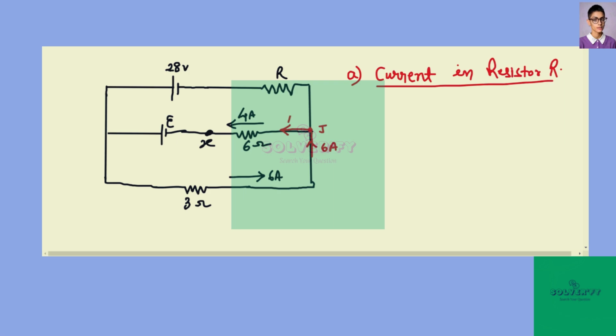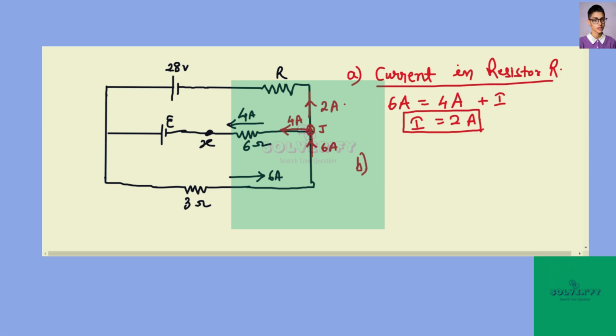So this is 4 ampere current, and the current that will be flowing through the resistor R, for this current we will apply Kirchhoff's current law. So at this junction J, total current which is entering, that is 6 ampere, should be equal to total current which is leaving this junction. So 4 ampere plus, let us say this current is I. So 4 plus I. If we solve this, we get the current I as 2 ampere. So in very simple terms, we have found out the current that will be flowing through this resistor of resistance R. So this is 2 ampere.